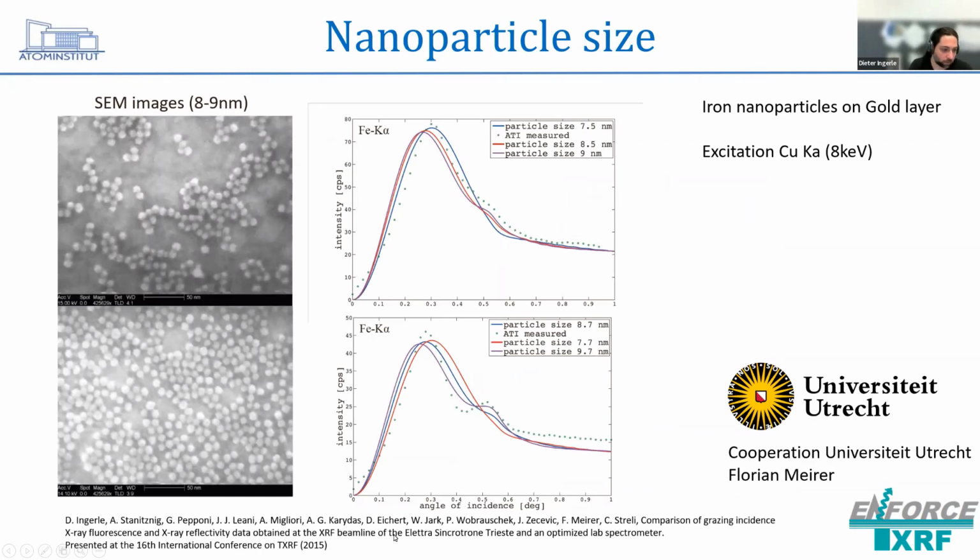Another sample, already a little bit older, but it's interesting that I want to show you here, because it shows nicely that with relatively easy preparation and not too much effort, you can also do analysis of nanoparticles in the lab. So here you can see some SEM images. They're basically the same particles, just with different concentration. In the range, according to the SEM, some 8 to 9 nanometers, and here we did a measurement in the Gaussian GIXRF chamber with copper anode.